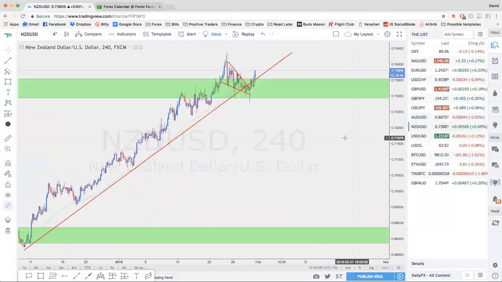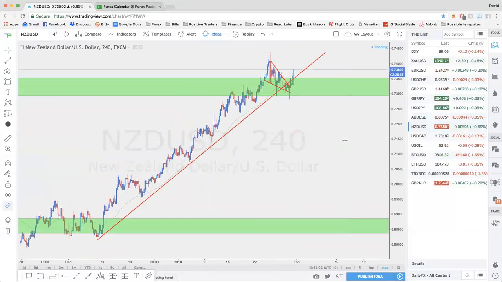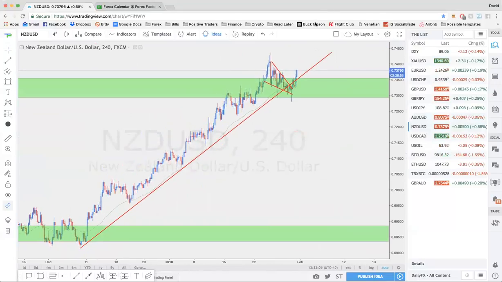New Zealand dollar, US dollar. I want to talk about this, guys. We talked about this wedge in this area yesterday, and I actually drew this on yesterday's live webinar. If you guys watched it, we had this significant wedge in this area, and then we saw some upside. That being said, I think we're going to see some more upside.